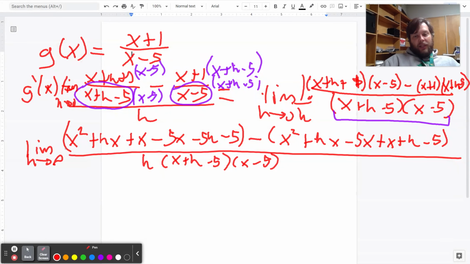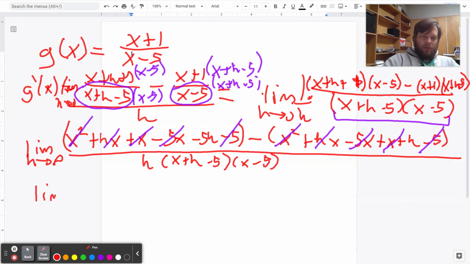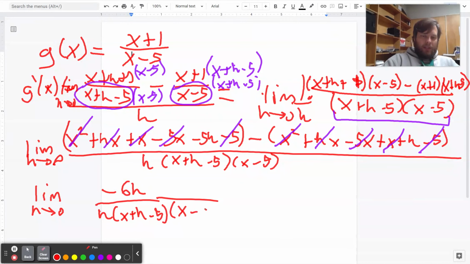Okay, now a lot of stuff's going to cancel out. x squared minus x squared. hx minus hx. Negative 5x minus negative 5x. x minus x. Negative 5 minus negative 5. So assuming I did everything right, there was a lot of cancellation. I get the limit as h approaches 0 of negative 6h over h times (x plus h minus 5) times (x minus 5).